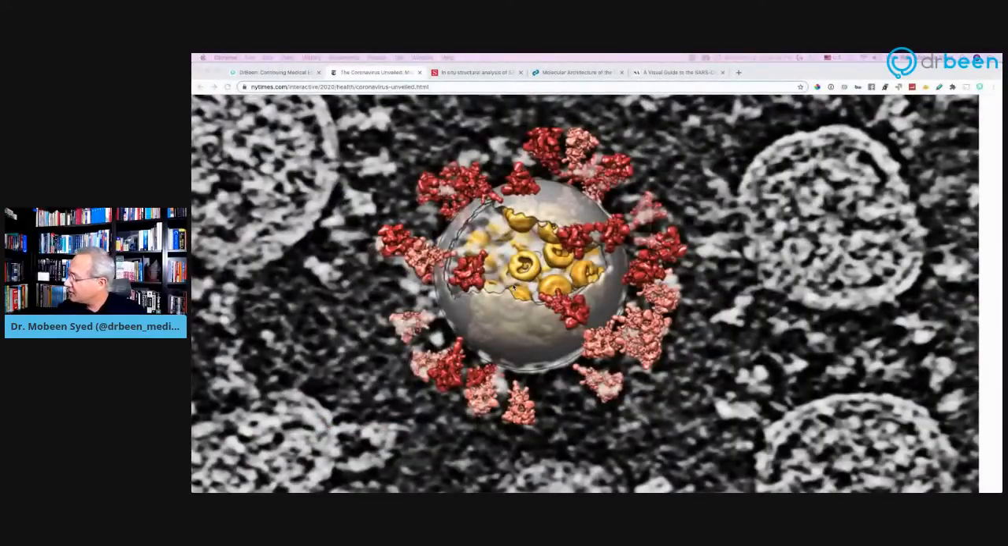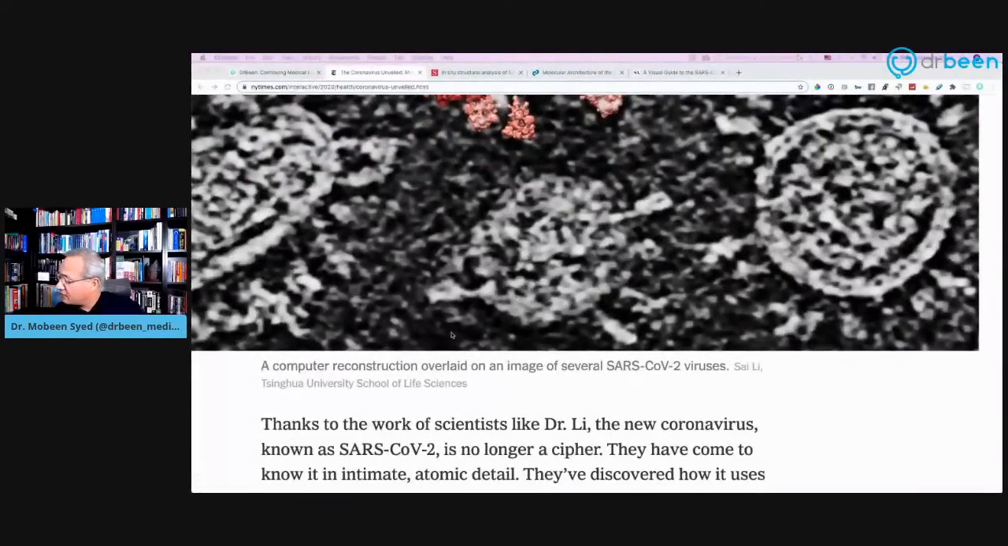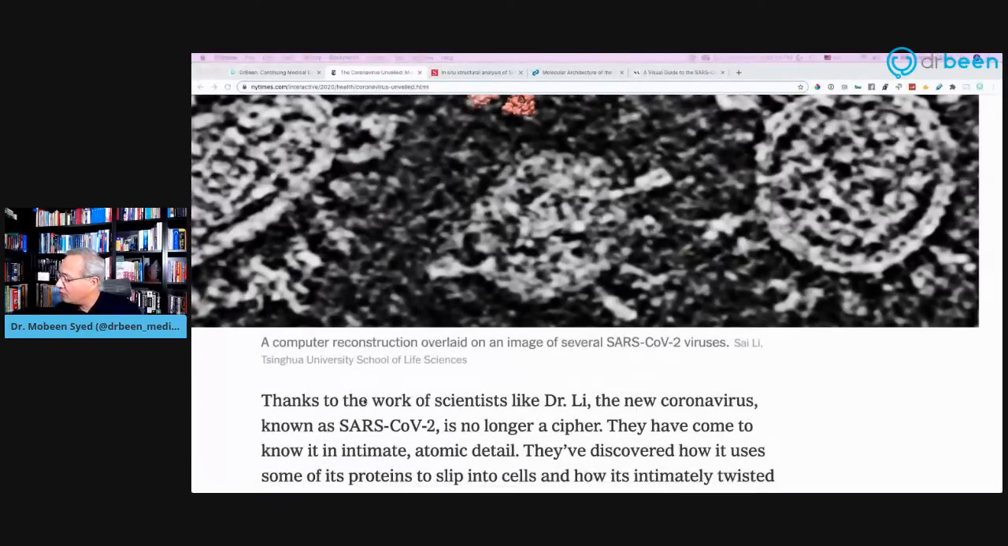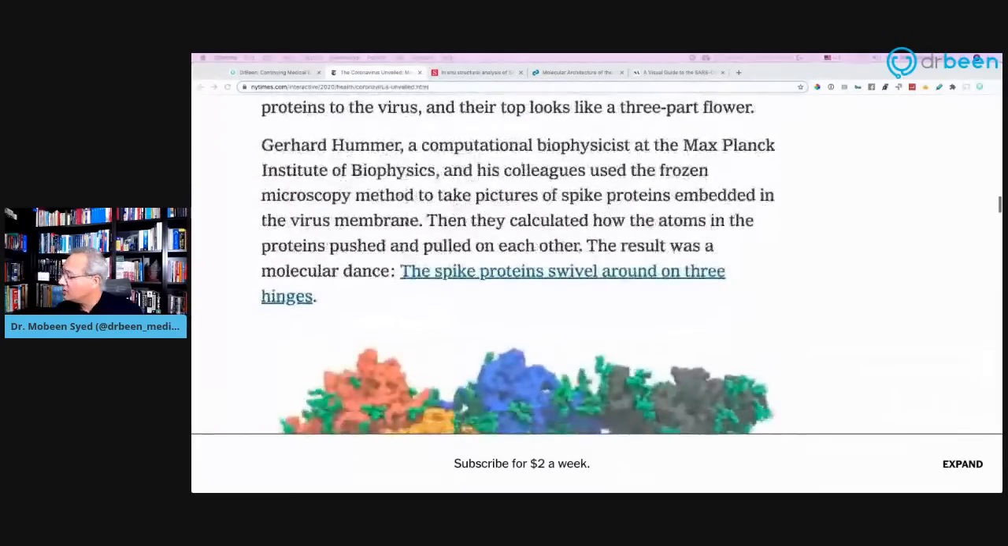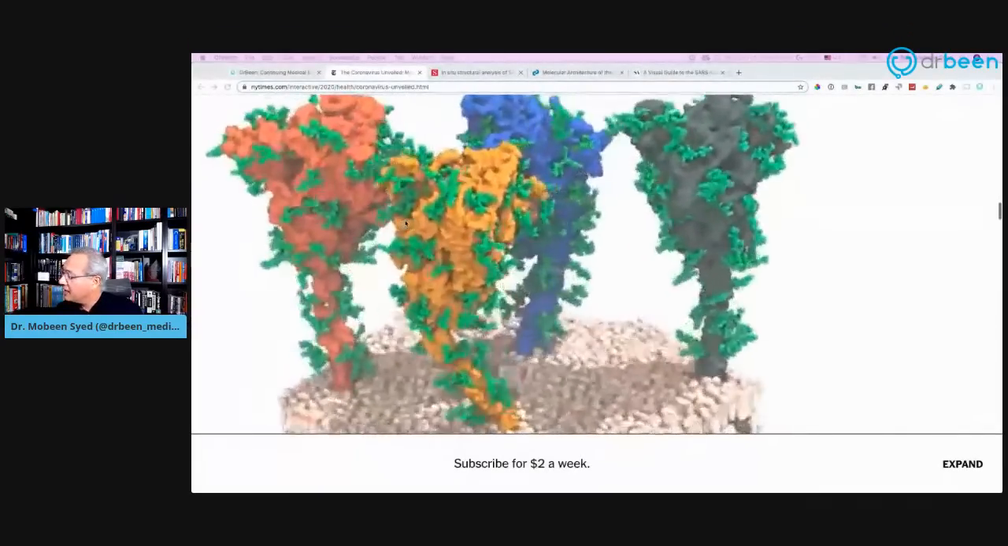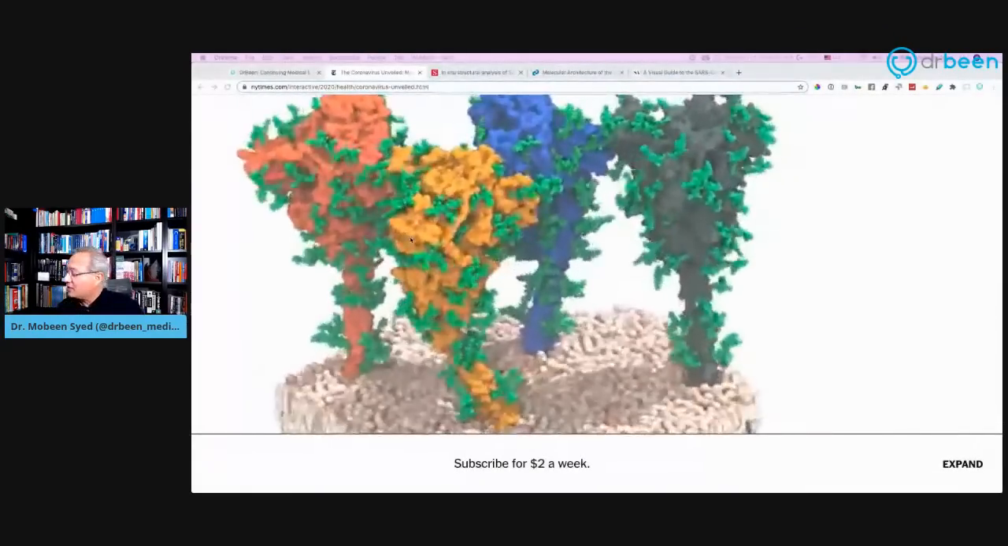So if you see here, the copyright for this one, I want to make sure that this is only for educational purposes. I'm not taking their work. So this is again Sai Lee from Tsinghua University School of Life Sciences. Now continuing on, this is Dr. Amaro's work here. And if you see here, this is the spike protein.